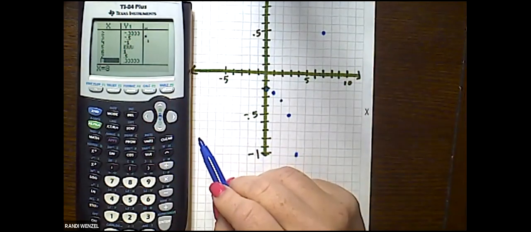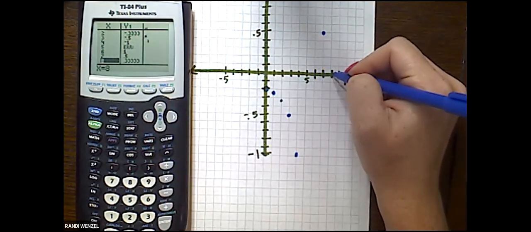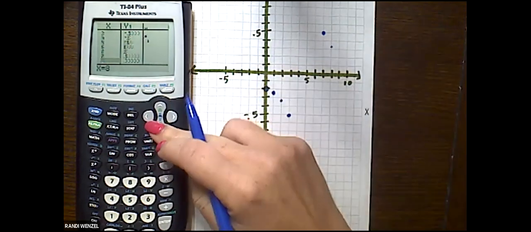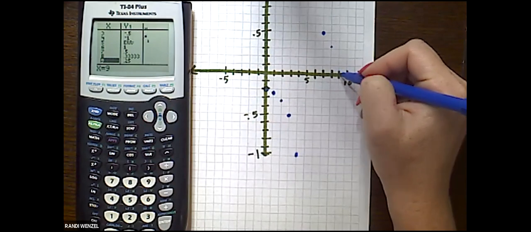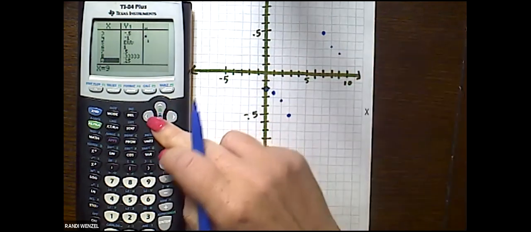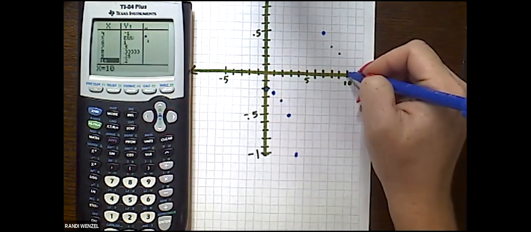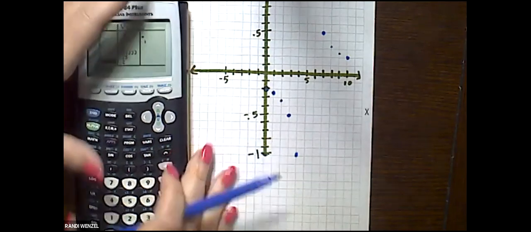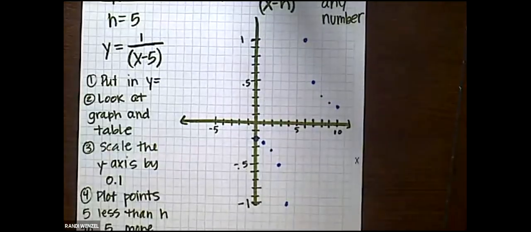So now 8 is at 0.333. And remember, that's a little more than 0.3. 9 is 0.25. This is 0.2. 0.25 would be halfway up. And then 10 is 0.2. So 1, 2. So right now, this may be a little confusing.